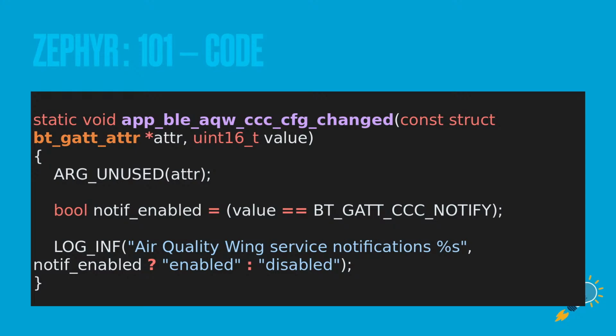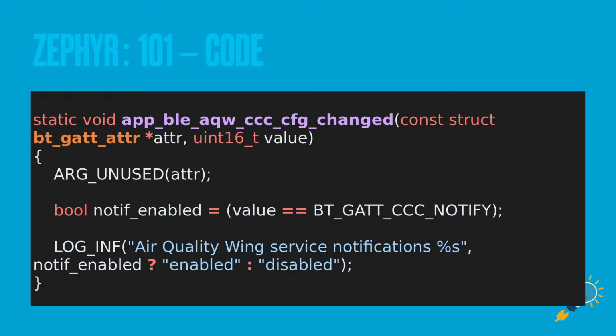You might have seen when I was referring to the creation of the service earlier, with that crazy macro, that a function callback was also used for the CCC configuration. This basically allows you to keep track of this in your code. You can do whatever you want with it. In this case, it was just a basic check of whether the notifications are turned on or turned off, and then printing out a debug message when it actually happens.